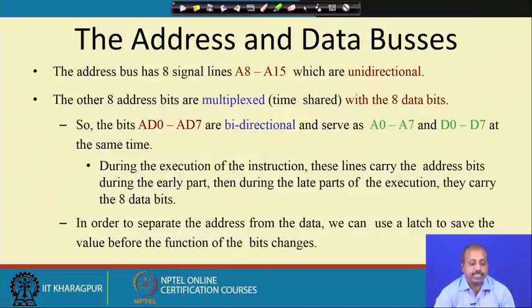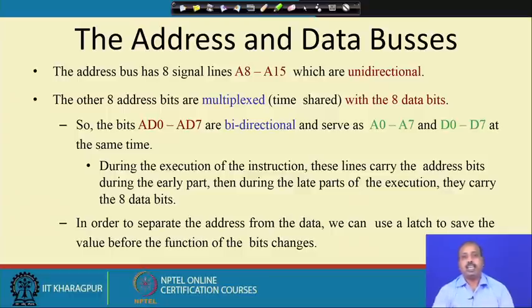Looking at the address and data buses, the address bus has 8 signal lines, A8 to A15, which are unidirectional, and the other 8 bits are multiplexed, that is, time shared with the 8-bit data bus. So these lines A0 to A7 are actually the lower order address bus, multiplexed with the data bus. The data bus is 8 bits only, D0 to D7, so it is multiplexed with that.